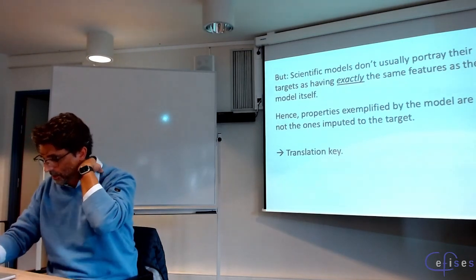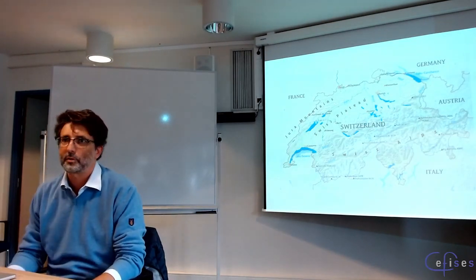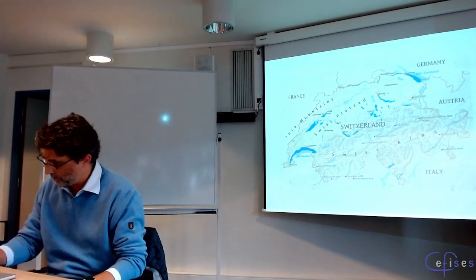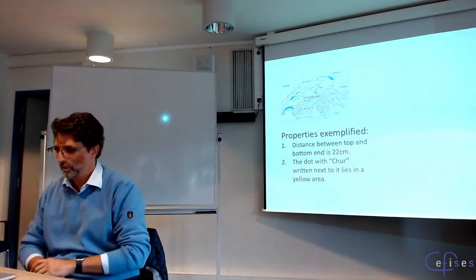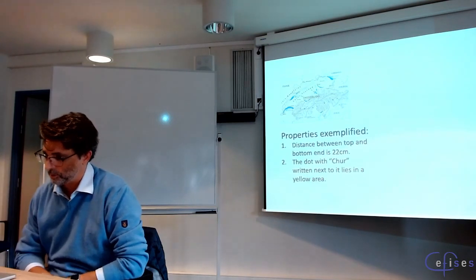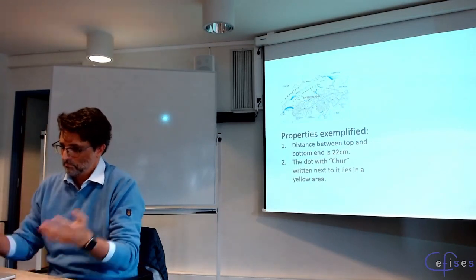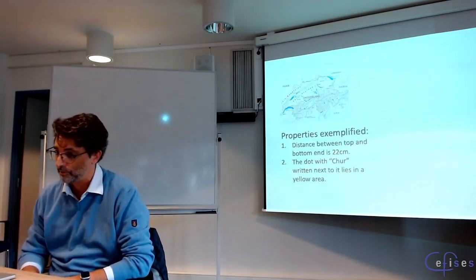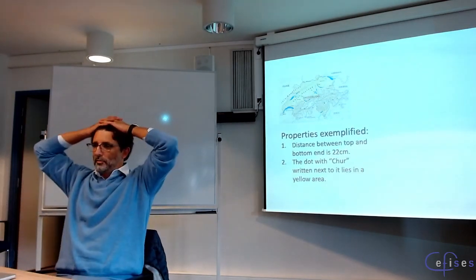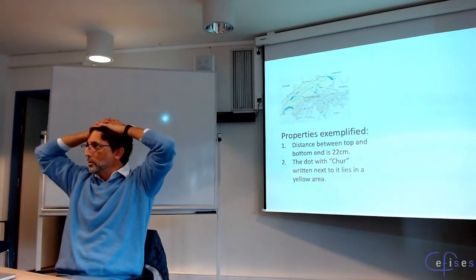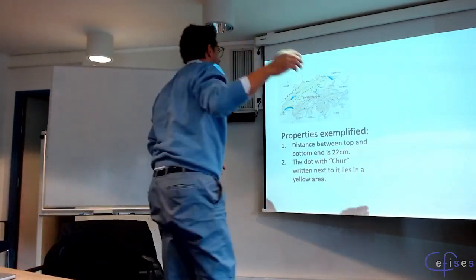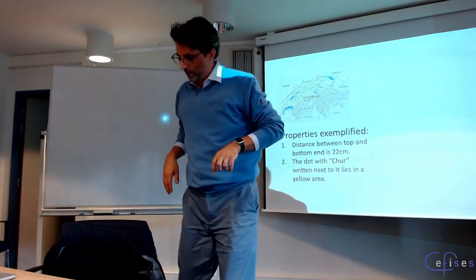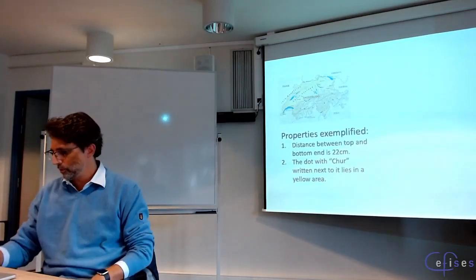And to introduce that idea, I want to take you to a familiar example, namely maps. So this is a map of Switzerland, and just imagine, for the sake of the example, this is an old-fashioned paper map that you have in front of you on your desk. You can measure distances on it. So I measure that the distance between the top and the bottom is 22 centimeters. That's a property that is exemplified by the map, because distances are important for maps. But obviously you would have misunderstood the representation if you saw that the map says that Switzerland is 22 centimeters from north to south. I mean, the place is small, but it's not that small. So something else has to happen. Now, likewise, with the dot that has written Chur on it, you can't really see this. It's somewhere here, denoting the location of the city of Chur, which is in a yellow area. Now, you shouldn't infer from that the city of Chur is yellow.